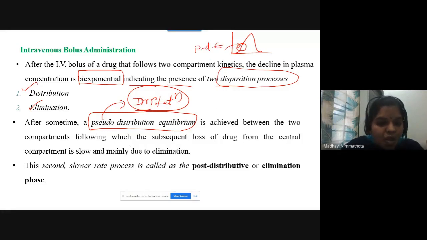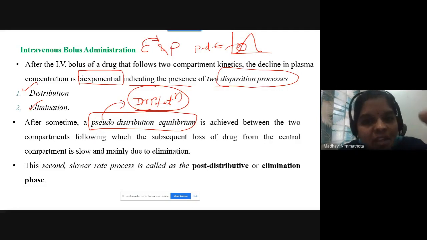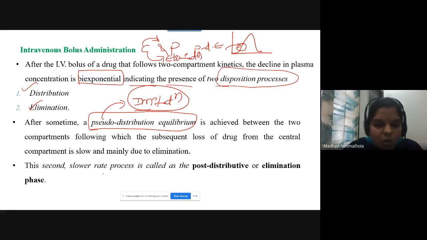between the two compartments, central and peripheral, with the subsequent loss of drug from the central compartment. So here there is a subsequent loss of your drug concentration. Why is there a loss? The drug is going to be eliminated from the central compartment. So the second, slower rate process is called the post-distributive or elimination phase.